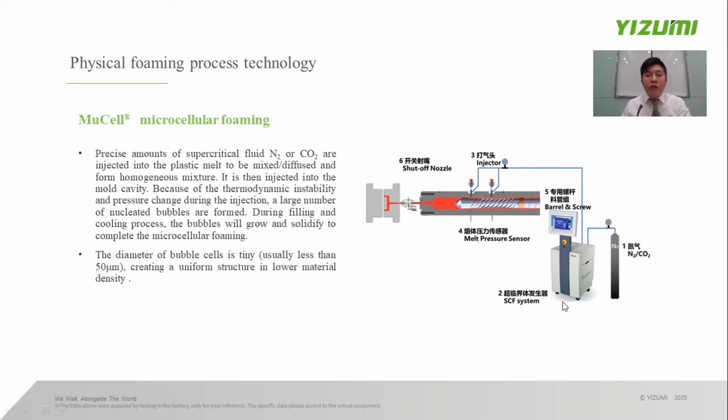Then the supercritical fluid will be injected and mixed with the material inside the barrel during charging. After that, the melt material will be injected into the mold cavity through the shut-off nozzle. Finally, the supercritical fluid will start to bubble inside the product. Additionally, the size of the bubble can reach less than 50 micrometers, which can create a uniform structure with lower material density.